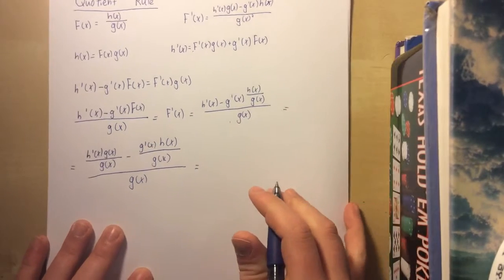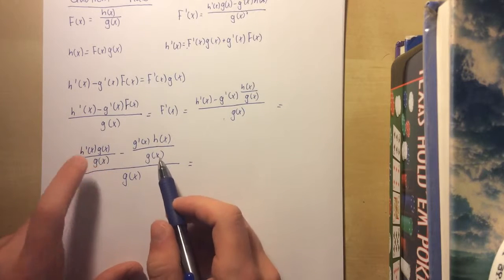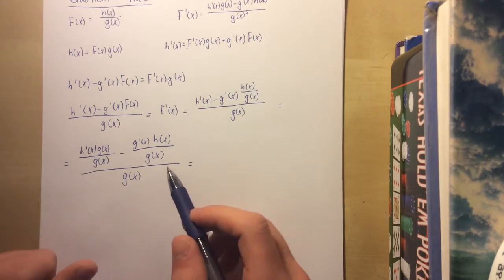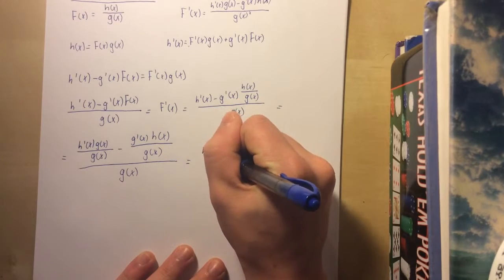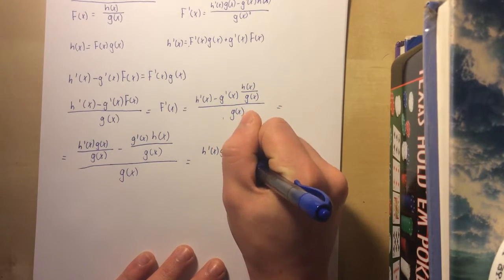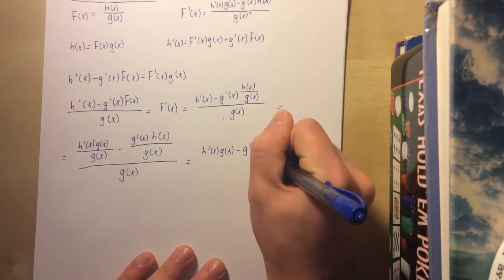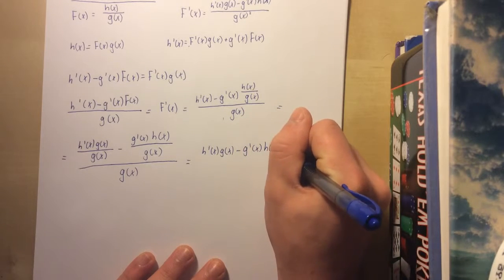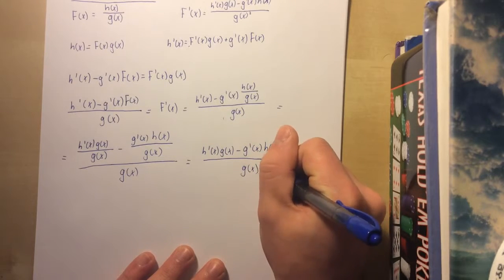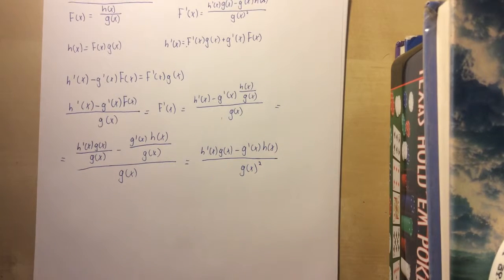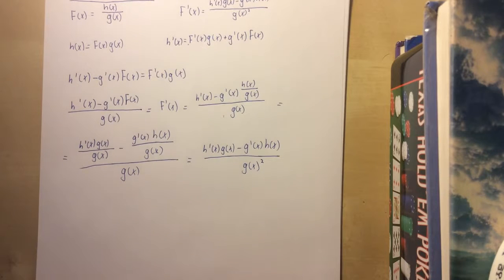And what happens now is this common denominator and this denominator, we can put those together and we get h prime of x, g of x minus g prime of x, h of x, all over g of x squared. And right there, that's the quotient rule.